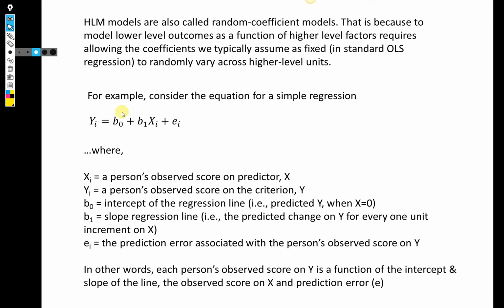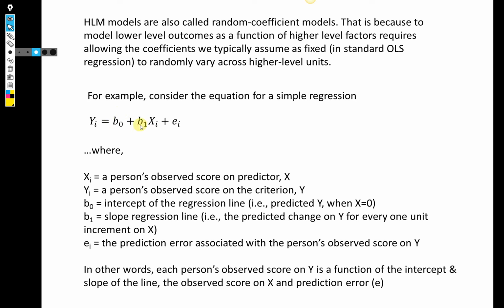So if we're looking at individuals' scores on y as a function of x, you could say that each person's score on y is partially a function of the intercept plus the regression coefficient times each person's score on x plus a certain amount of prediction error. And so within HLM models where we allow our coefficients to randomly vary, we can allow the intercept and the slope to randomly vary across level 2 units or higher level units.